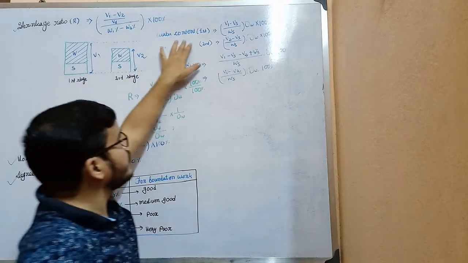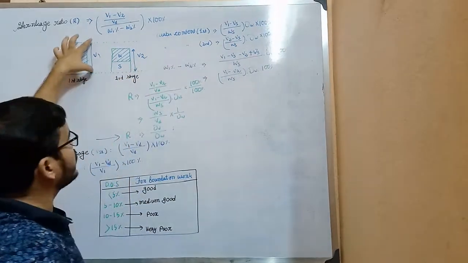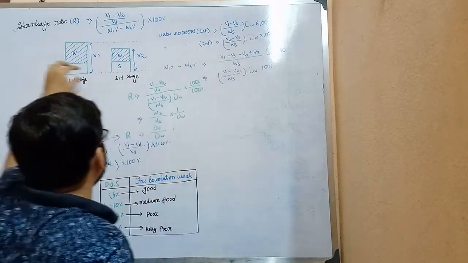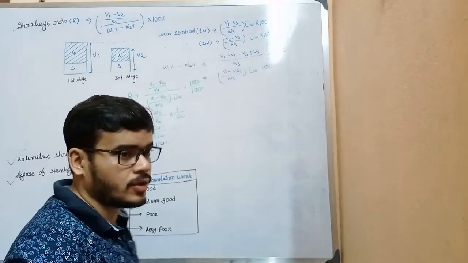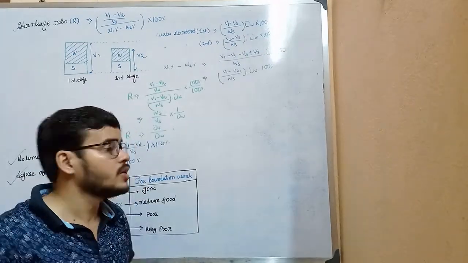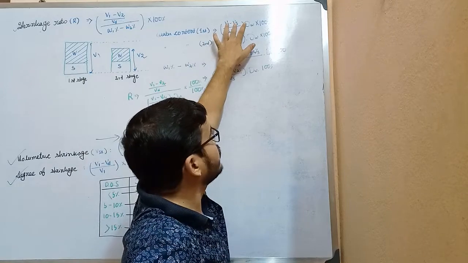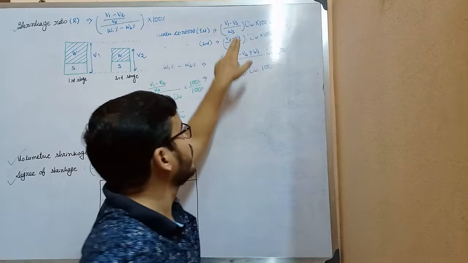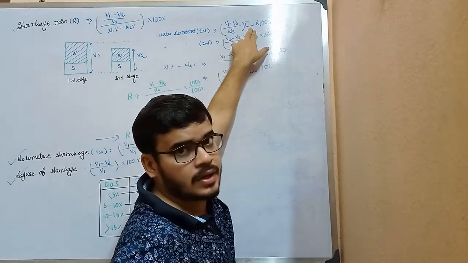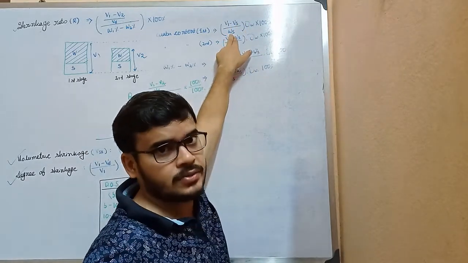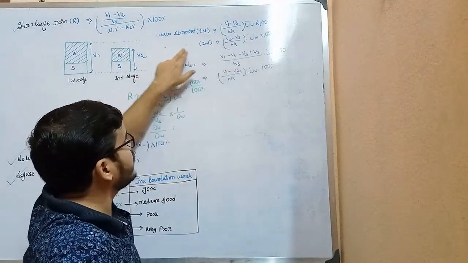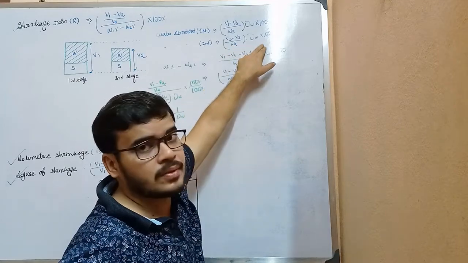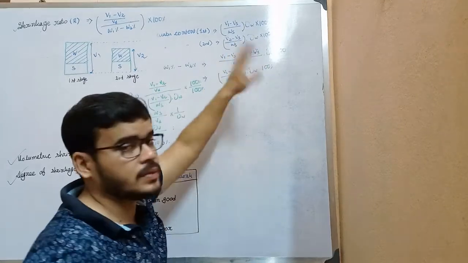And now water content in case of the first stage: (V1 minus Vs) into gamma W by Ws. Water content means weight of water by weight of solid. So volume V1, volume of solid Vs, volume into unit weight, you will get the weight of water. (V1 minus Vs) into gamma W by Ws, that is weight of solid. And water content in the second stage: (V2 minus Vs) into gamma W by Ws, okay, into 100%.